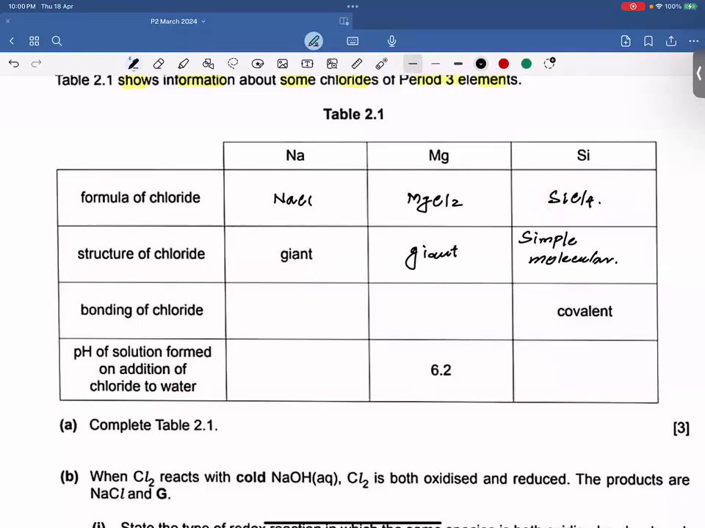Okay. Now the next is bonding of chloride. Obviously, ionic compounds exhibit ionic bonding. MgCl2 is also an ionic compound, exhibiting ionic bonding. And SiCl4 has a simple molecular structure, which means it exhibits covalent bonding. Sodium chloride is an ionic compound. When you place it in water, it will dissolve and give you a neutral solution of pH 7, according to my lecture.